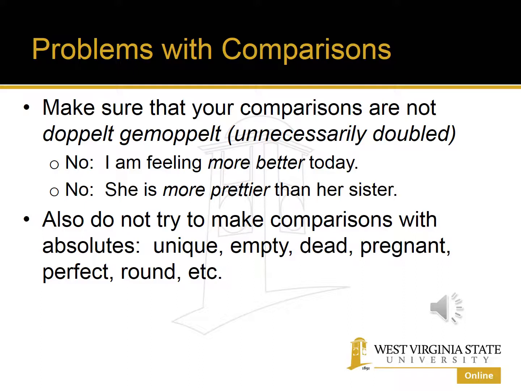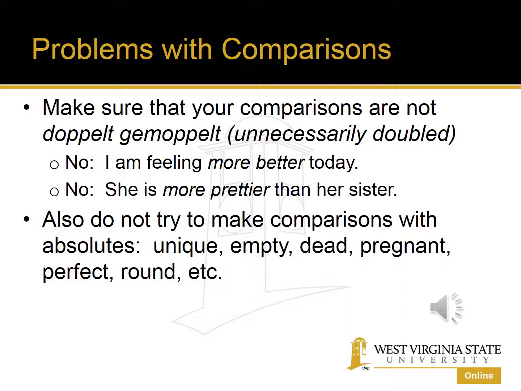Another problem area that we often see is something that is wonderfully said in German, doppelt gemoppelt, which means unnecessarily doubled. So we would not correctly say, I am feeling more better today. Better is already the comparative, so we don't need more. Or, she is more prettier than her sister. Again, prettier is already the comparative, so we do not need to add the word more.